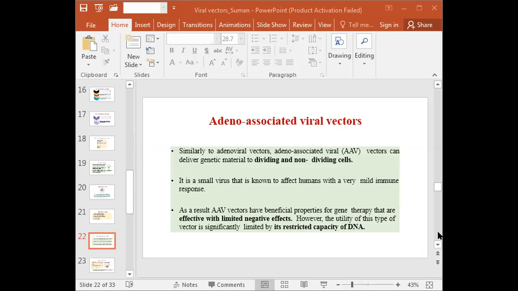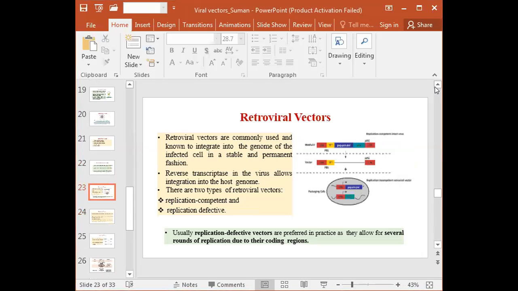Next, I'm coming to another type of vector, that is retroviral vectors. Retroviral vectors are commonly used, and you know that retroviruses are enveloped viruses comprising a homodimer of linear positive sense single-stranded RNA genome, with a length of 7 to 11 kilobases. Following entry into the target cell, the RNA genome is reverse transcribed into linear double-stranded DNA and integrated into the cell chromatin.